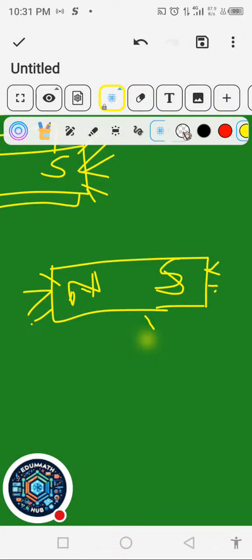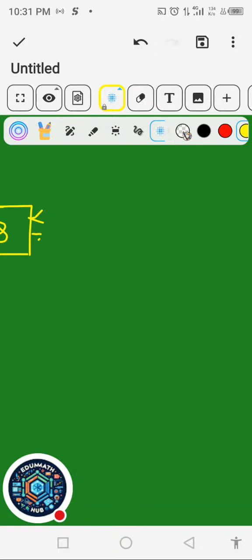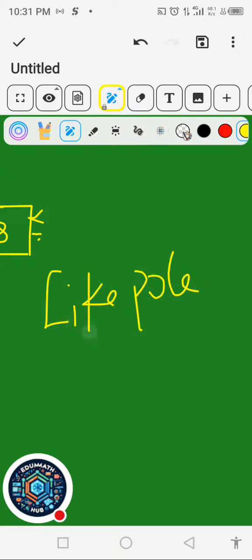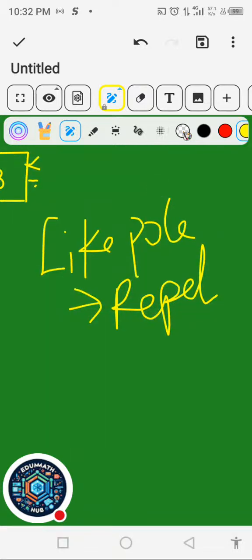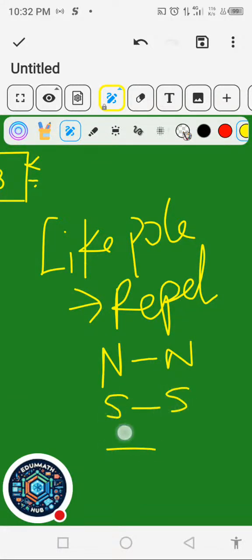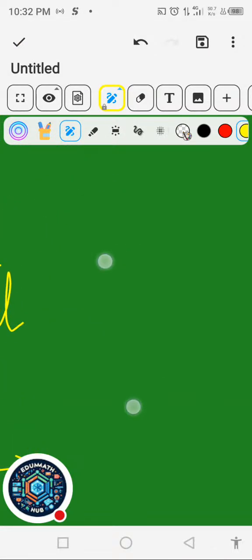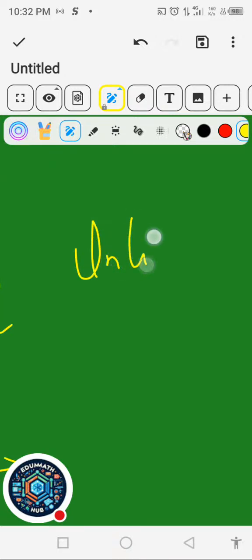Then you go to the law of magnetism. The law of magnetism states that like poles repel. That is, a north pole to a north pole or a south pole to a south pole will repel. That means they will pull away from each other. While unlike poles attract. Take note of that.